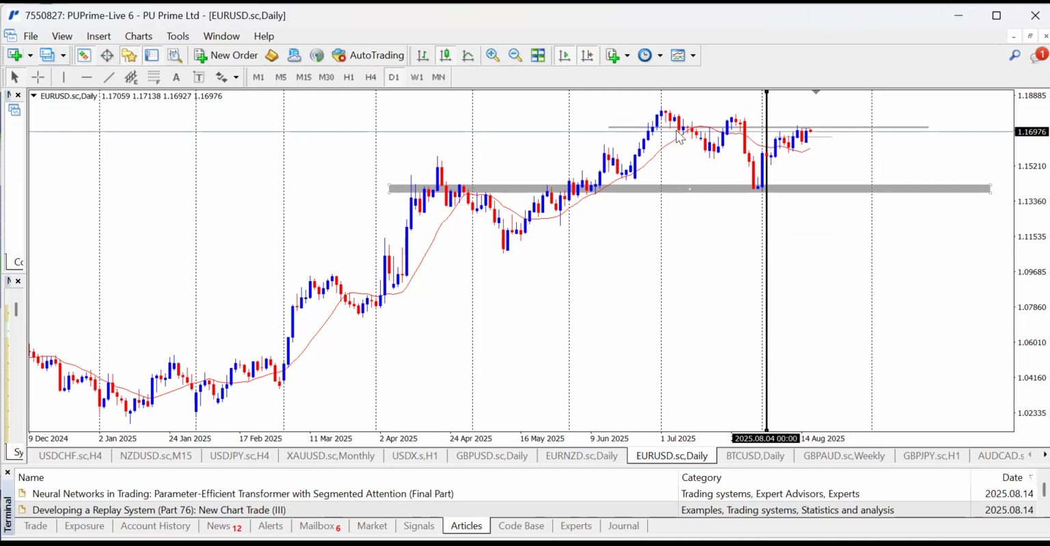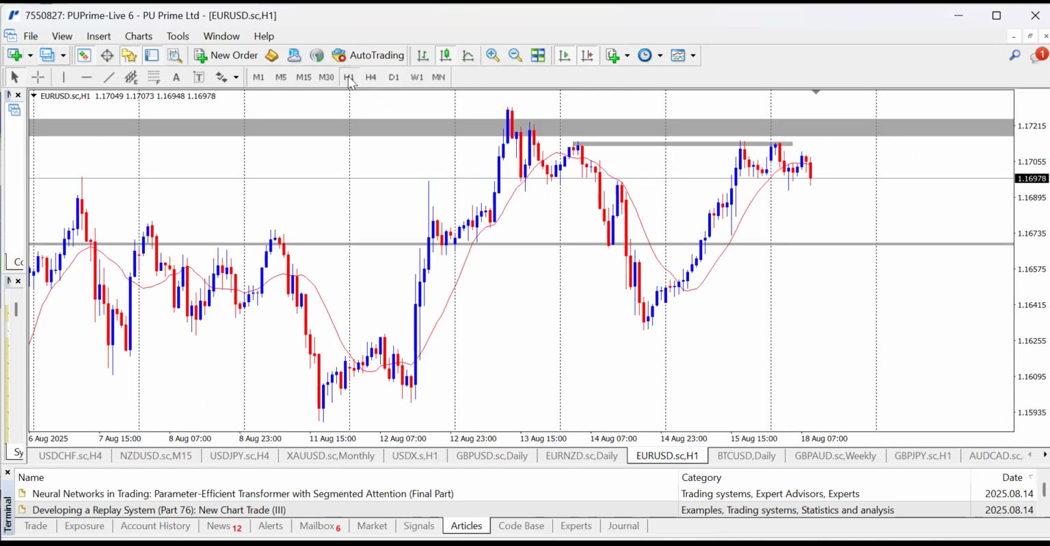Yeah, so we have a retracement. I go to 1 hour time frame. You can see this level. We look at this zone, right? We could look at this zone for probably continuation, right?